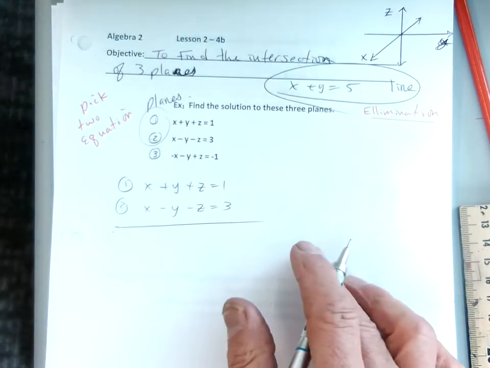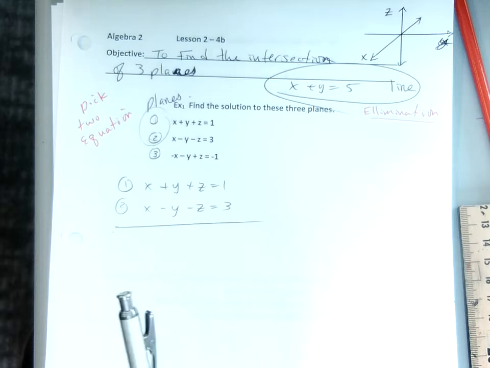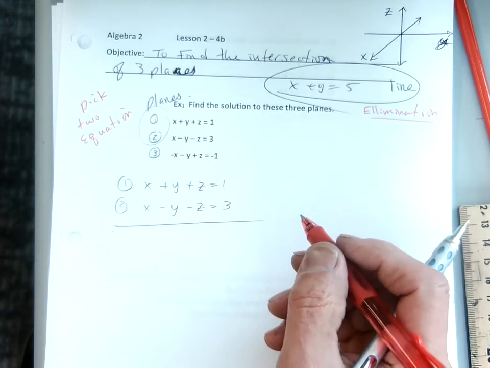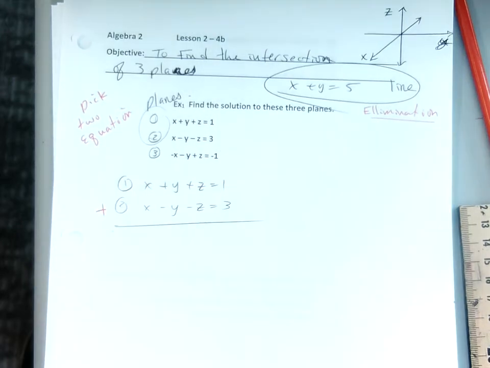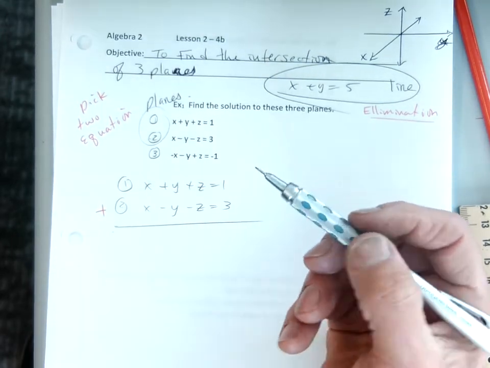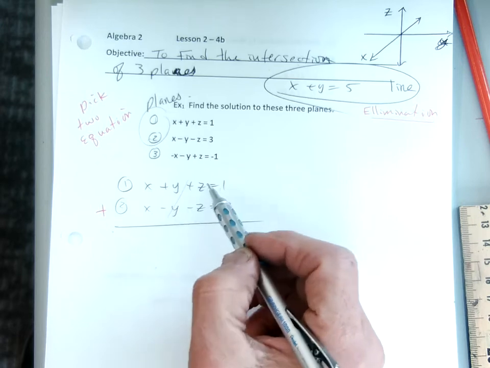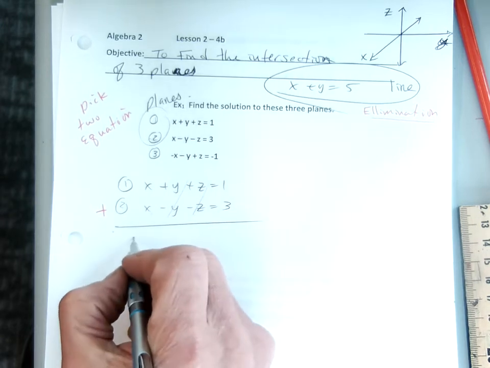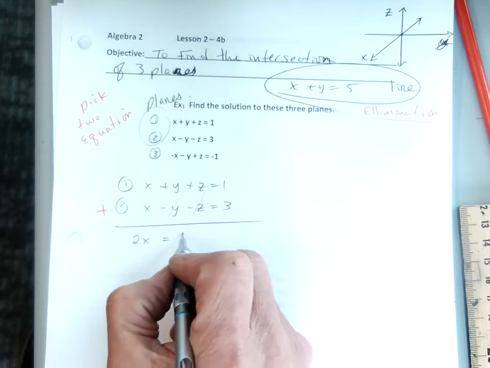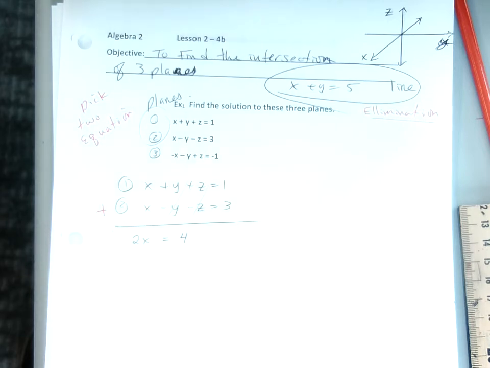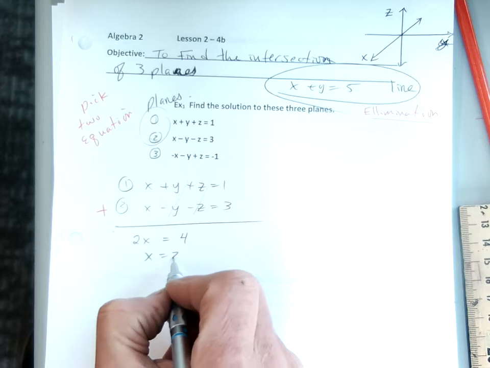The reason I picked those 2, you guys saw it, is because it's an easy elimination. I wanted to start off with an easy problem. The reason it was made simple is because when I add, the y's cancel and the z's cancel. 2x equals 4, right? Or x equals 2.